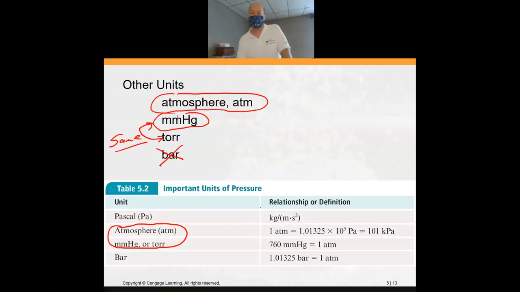What you need to memorize, and the only thing you need to memorize for pressure, since anything else you need for pressure would be given, is that exactly 760 millimeters of mercury is 1 atmosphere. You must memorize this.